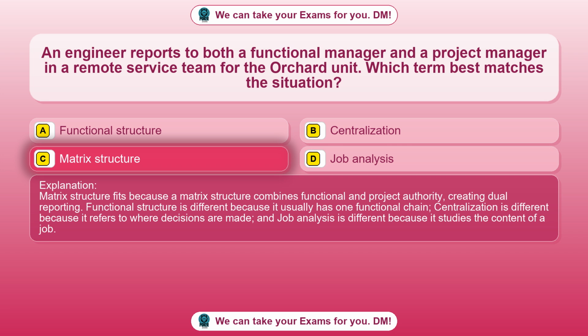Functional structure is different because it usually has one functional chain. Centralization is different because it refers to where decisions are made, and job analysis is different because it studies the content of a job. Question 93.